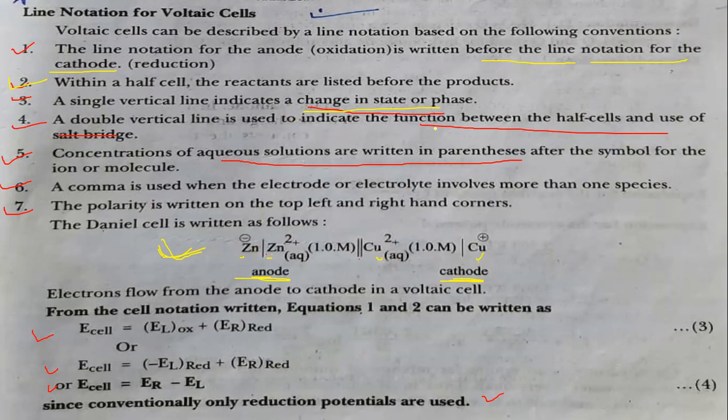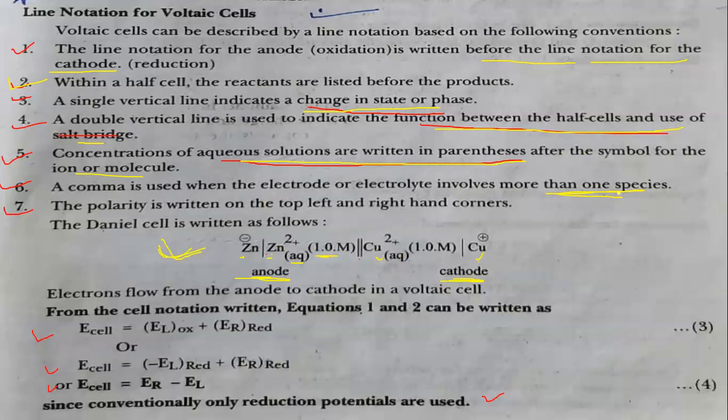A double vertical line indicates the use of a salt bridge, or the junction between the half cells. Concentrations of aqueous solutions are written in parentheses after the symbol of the ion or molecule. See here, the concentration is written after the symbol. A comma is used when the electrode or electrolyte involves more than one species.